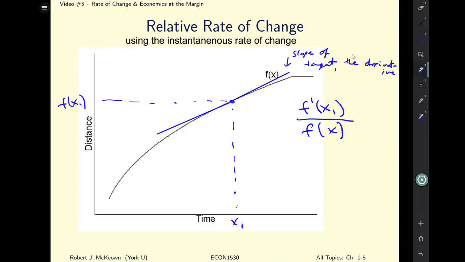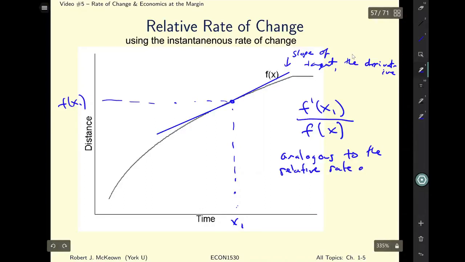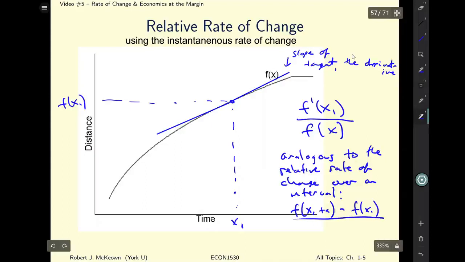And that would be analogous to the relative rate of change over an interval, where we might write f of x1 plus a minus f of x1 over x1. Should have had a 1 up there too.